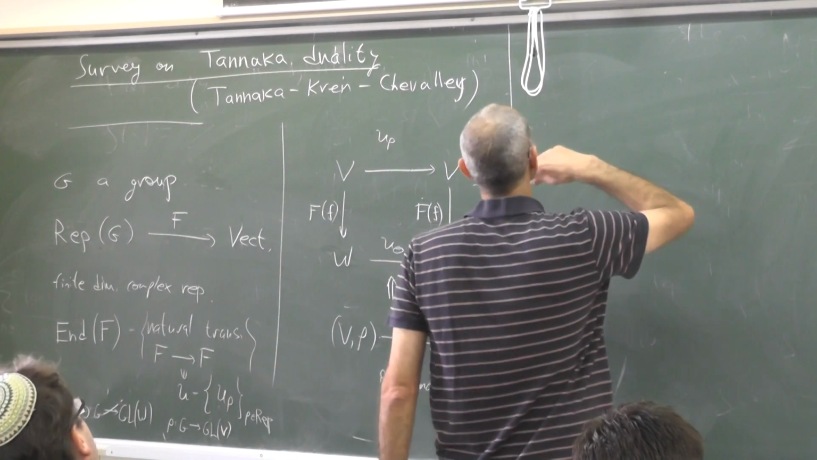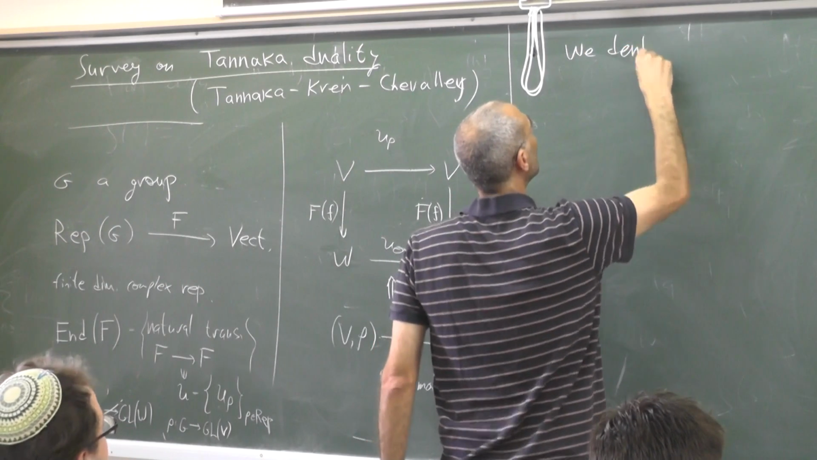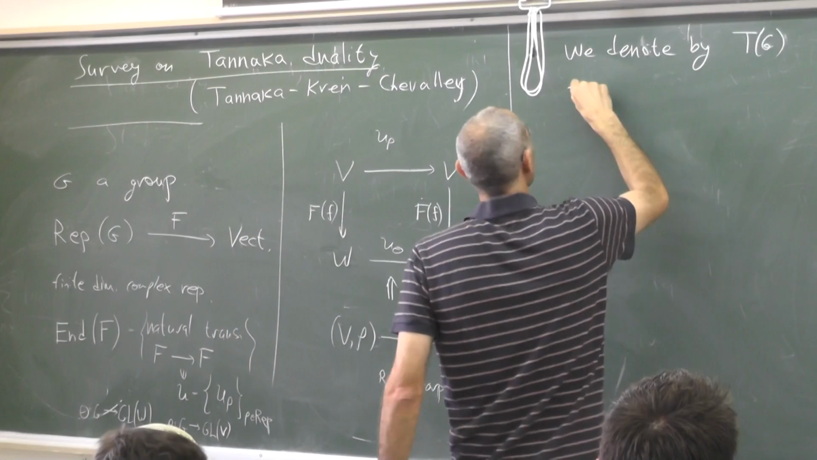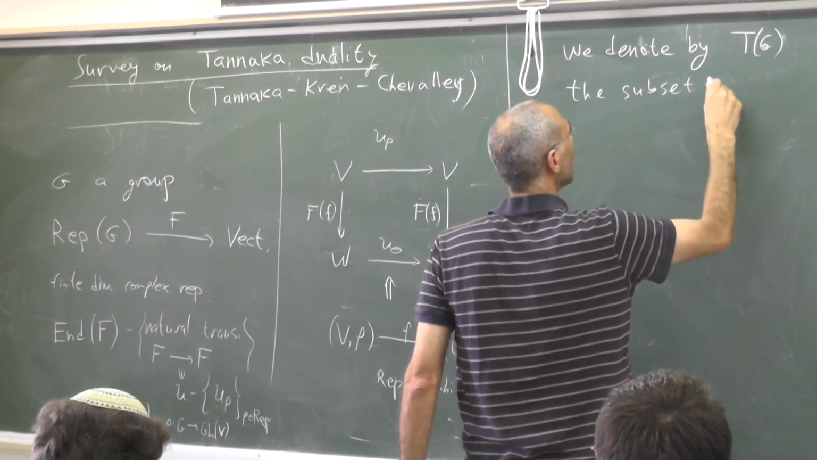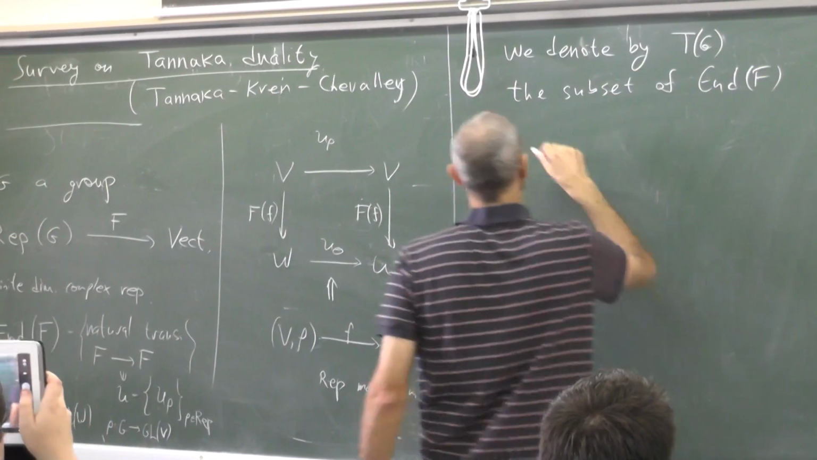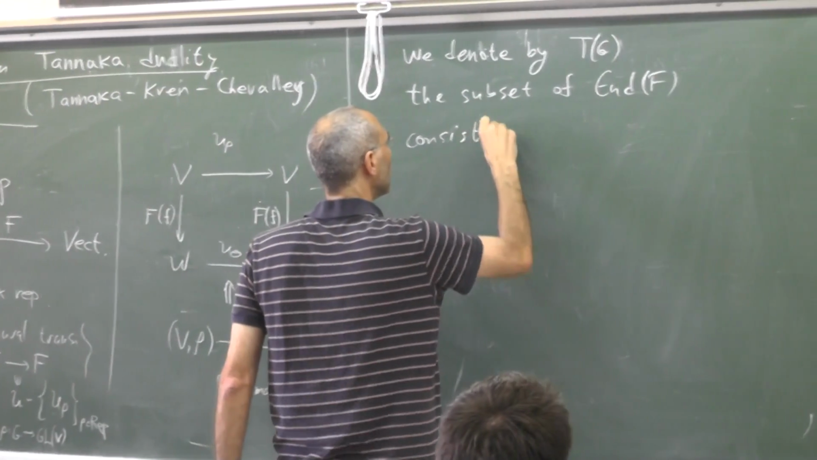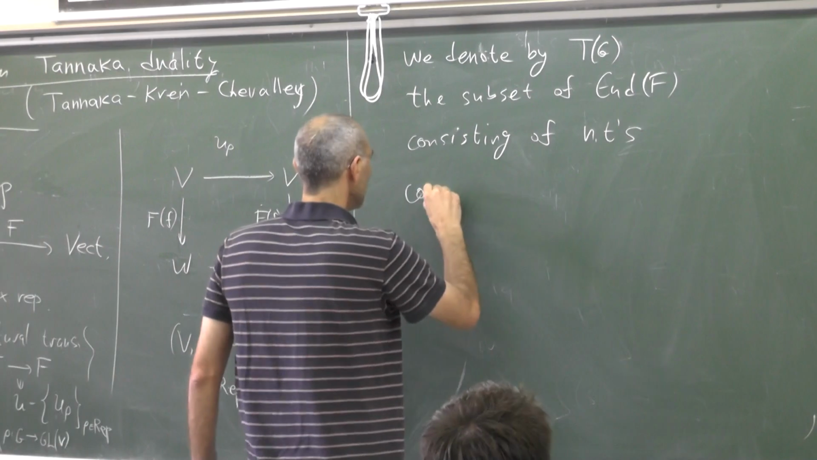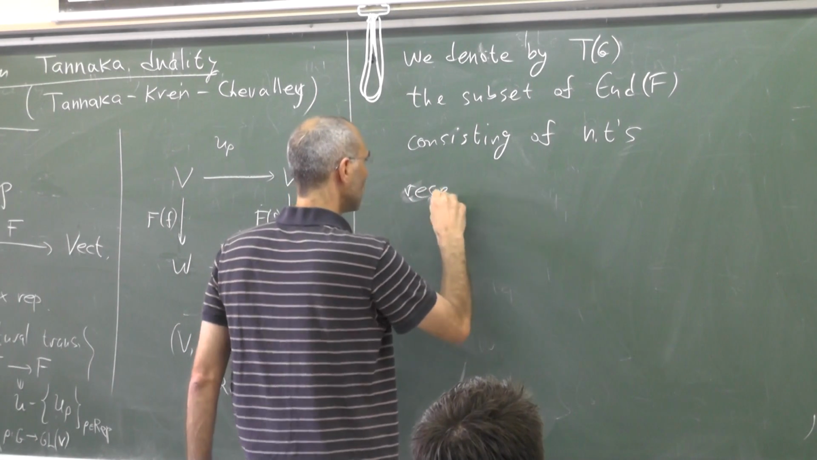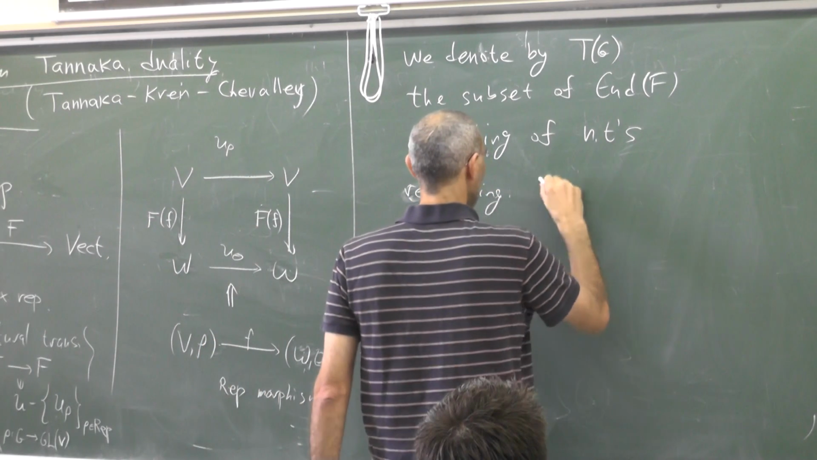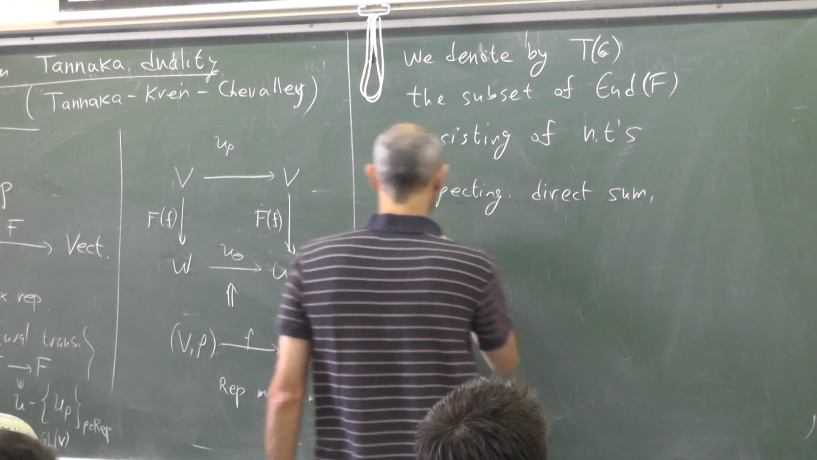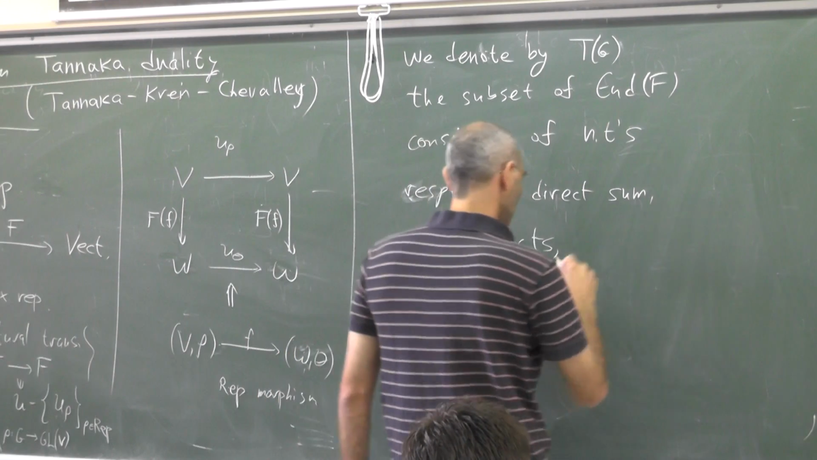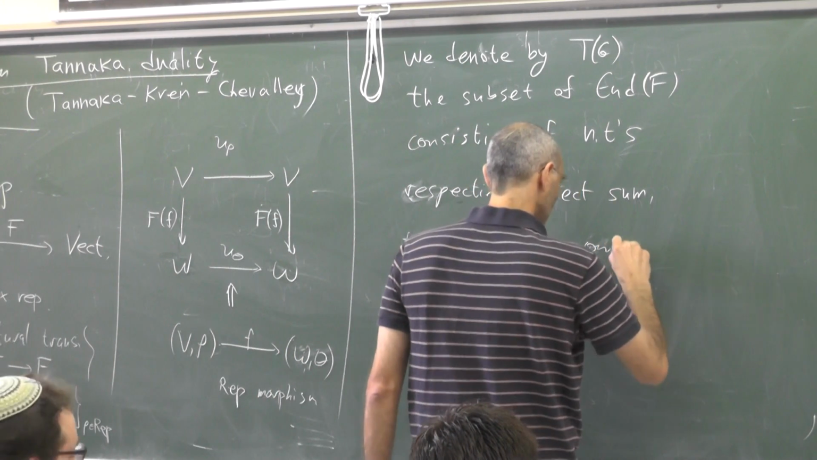So we denote by T_G the subset of M_F consisting of natural transformations commuting with or respecting direct sums, tensor products, and complex conjugation. I'll explain what I mean by this. This is very important.